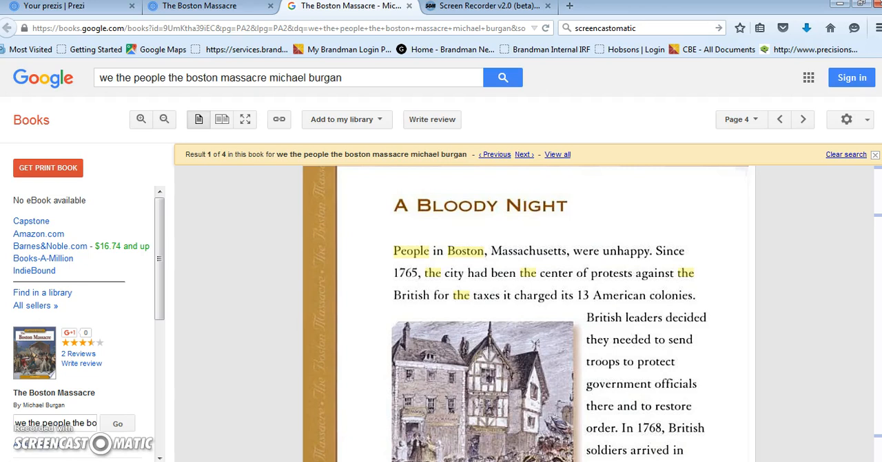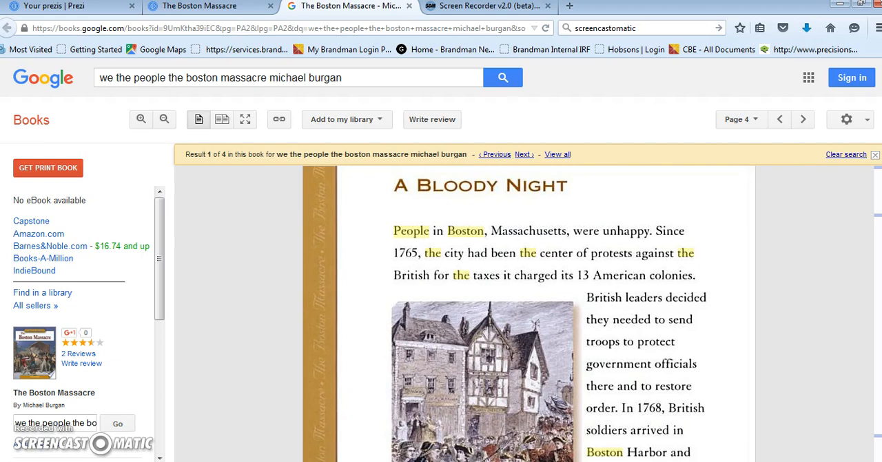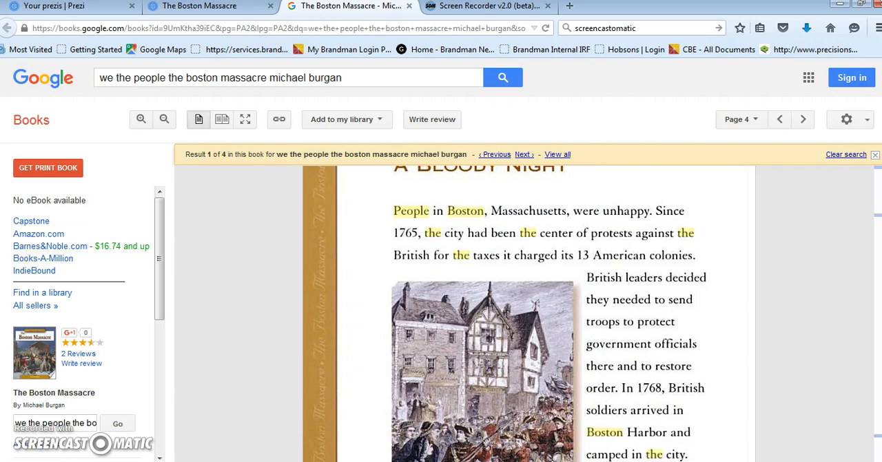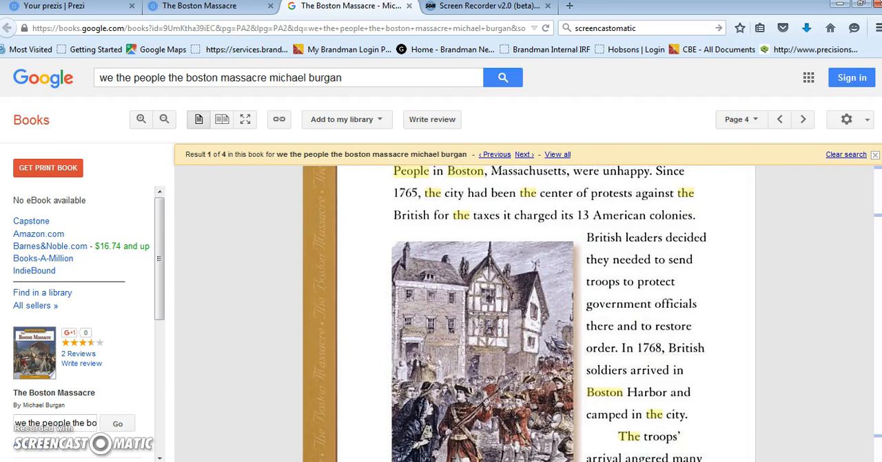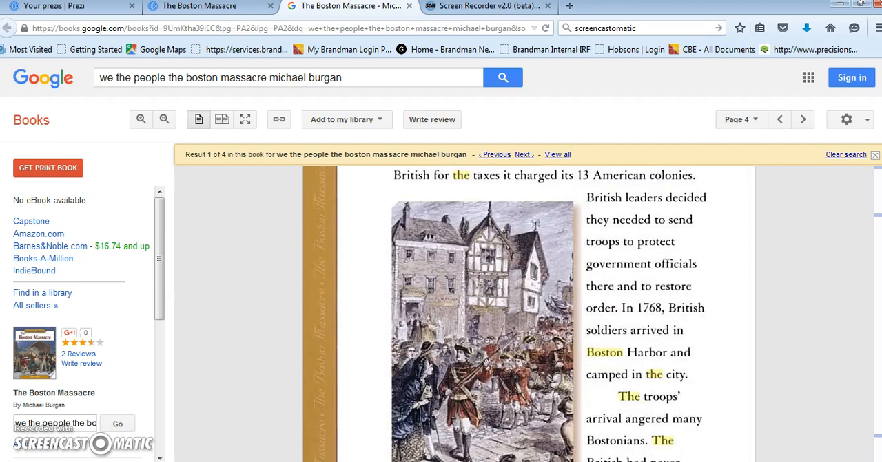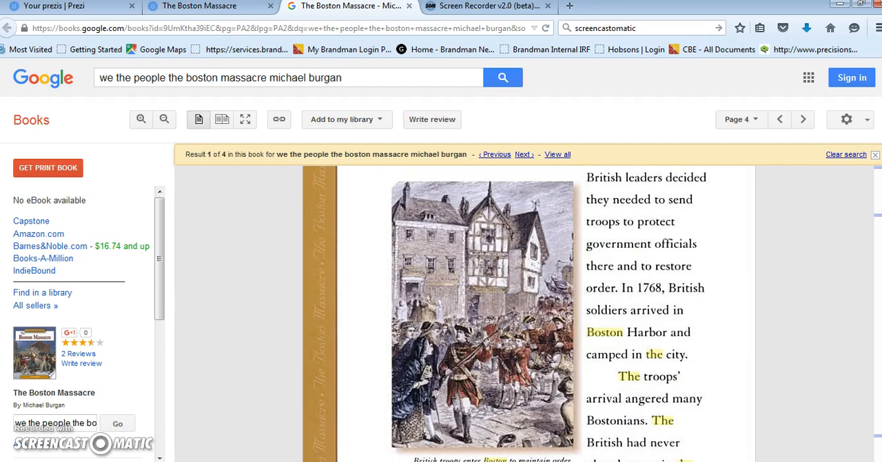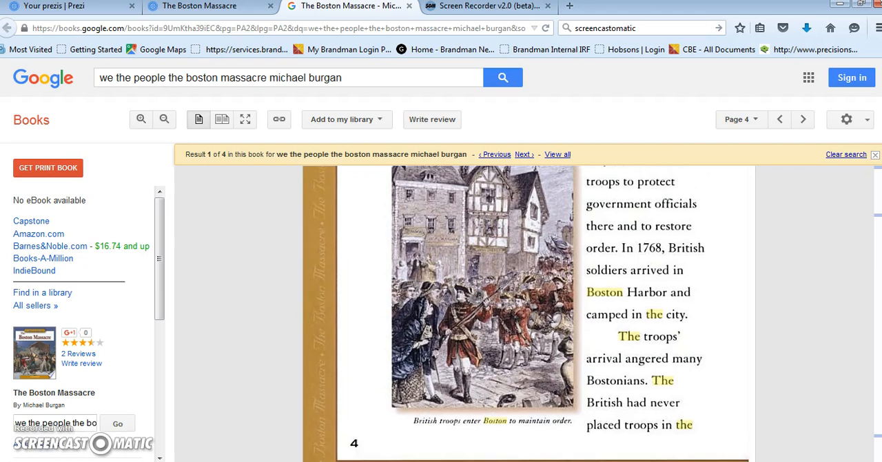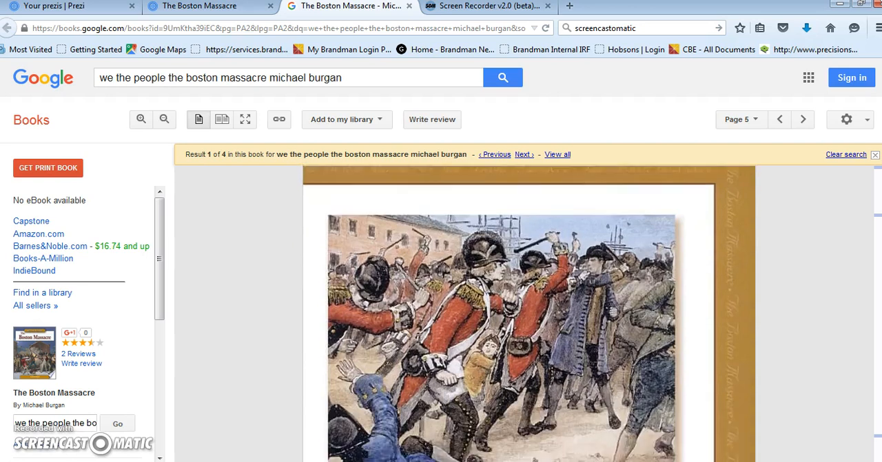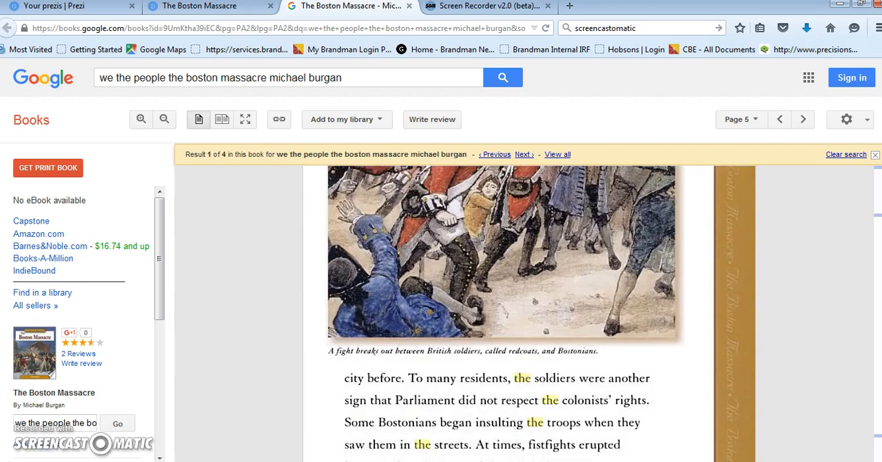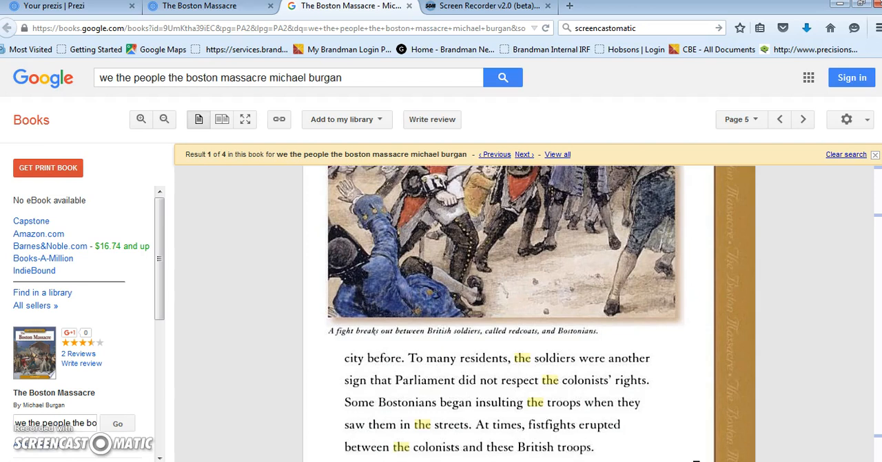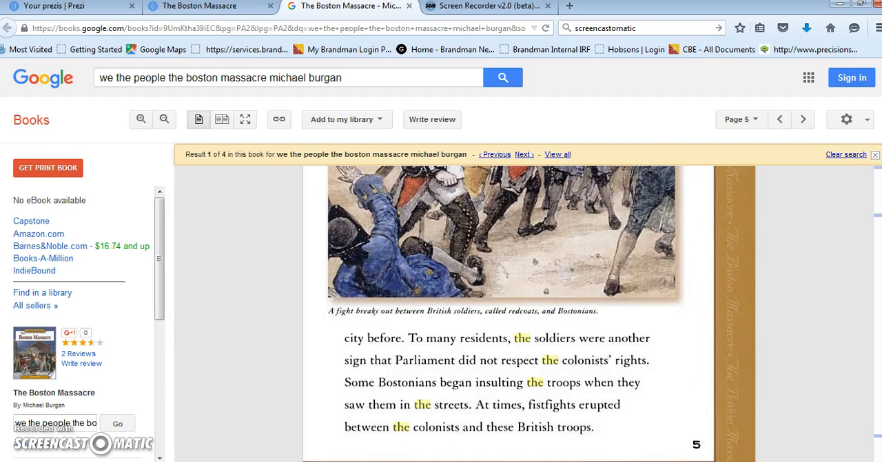People in Boston, Massachusetts were unhappy. Since 1765, the city had been the center of protests against the British for the taxes it charged its 13 American colonies. British leaders decided they needed to send troops to protect government officials there and to restore order. In 1768, British soldiers arrived in Boston Harbor and camped in the city. The troops' arrival angered many Bostonians. The British had never placed troops in the city before. To many residents, the soldiers were another sign that Parliament did not respect the colonists' rights. Some Bostonians began insulting the troops when they saw them in the streets. At times, fistfights erupted between the colonists and these British troops.